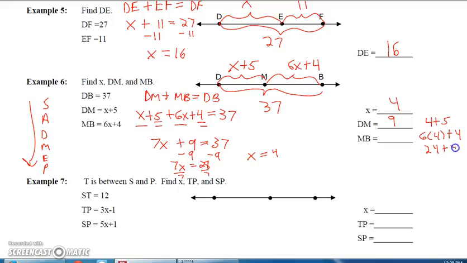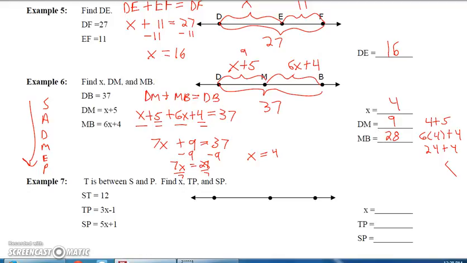24 plus 4, which is 28. But another thing you could have done is remember what we said up here. If part plus part equals whole thing, then whole thing minus part equals the other part. So once I know that DM is 9, I say to myself, 9 plus what equals 37? I could have just done 37 minus 9 and get the 28.